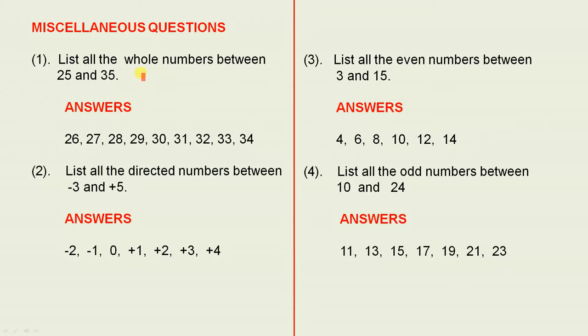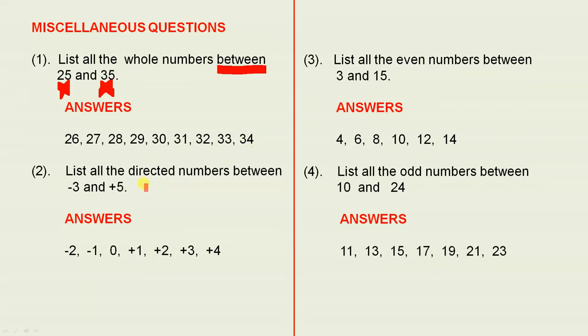Miscellaneous questions. List all the whole numbers between 25 and 30. Now when it says between, you do not include those numbers. They're the end points, but they're not included. So you'll start at 26, 27, 28, 29.